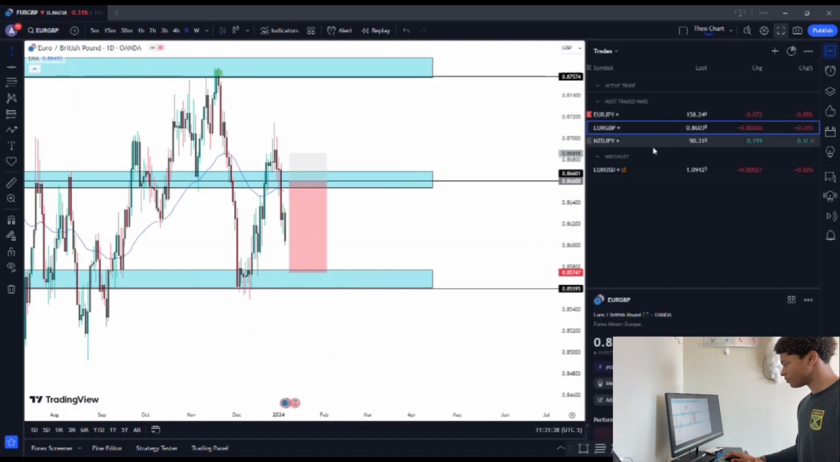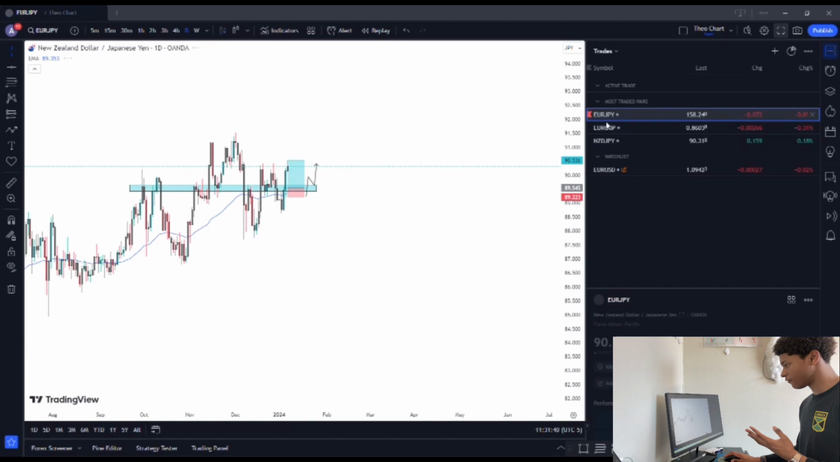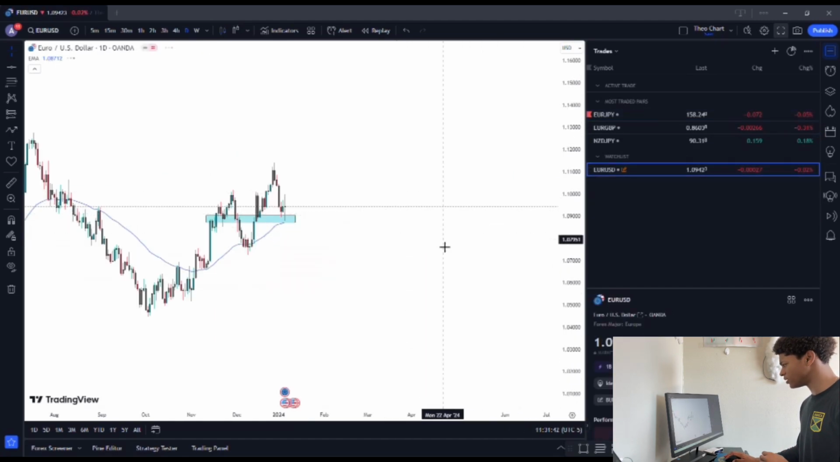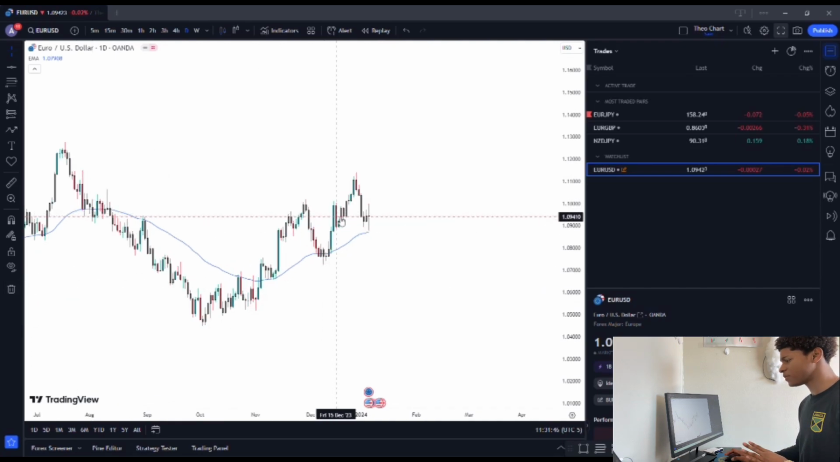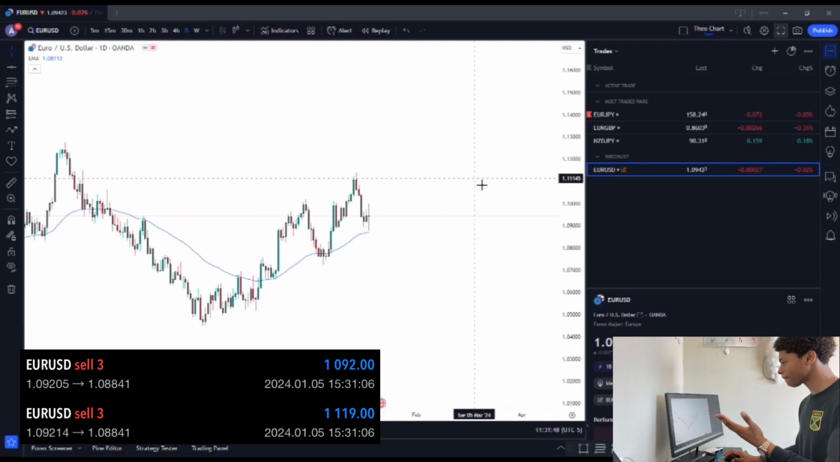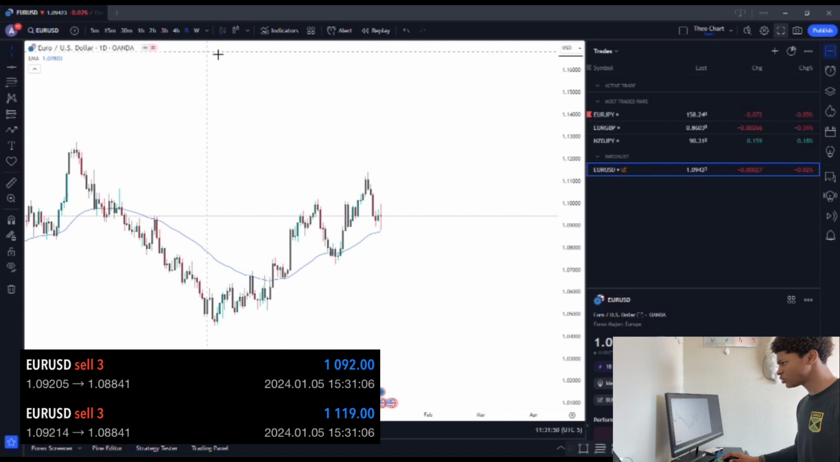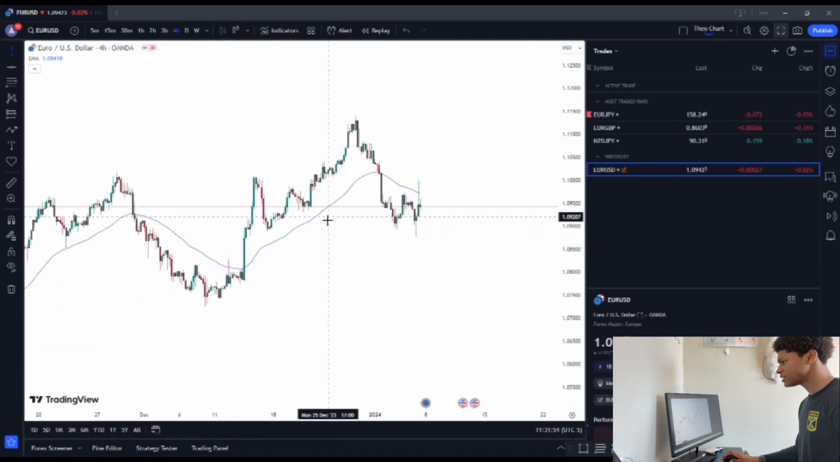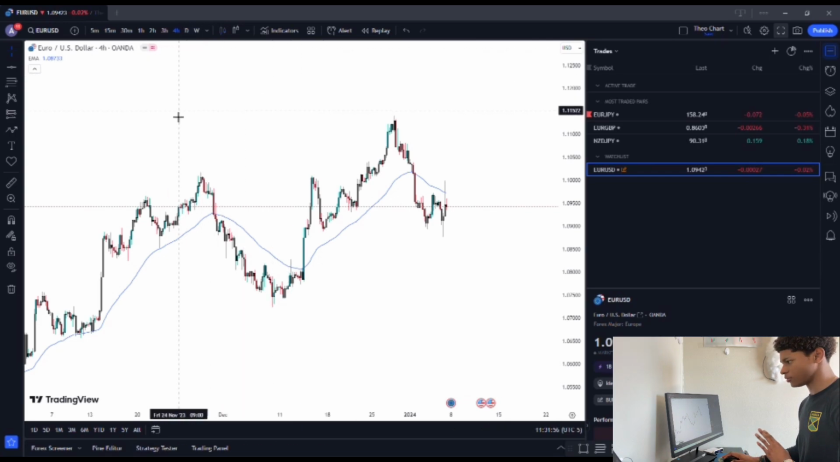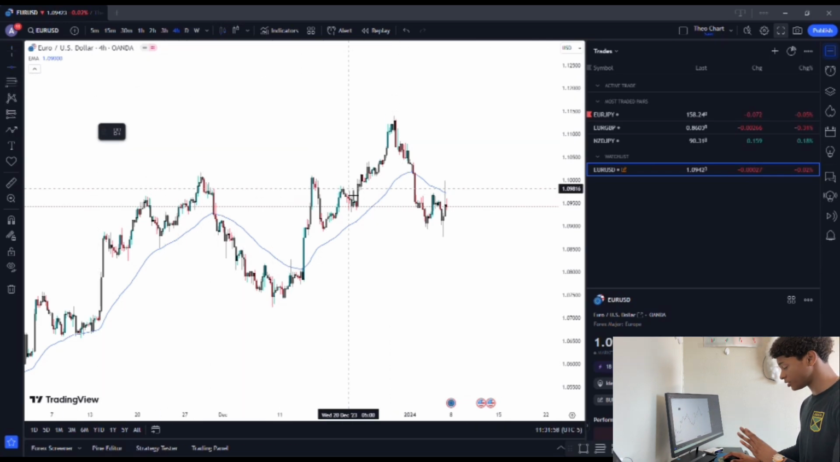Something else you need to learn about support and resistance, like for example, I got this setup on Euro to USD. I deleted everything off my charts, but I caught this setup on Euro to USD, and let me post it right here. I think we made like 2K off NFP. So let me show you. This is also something you need to learn about support and resistance.